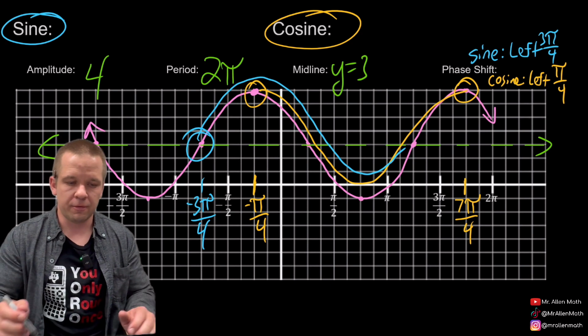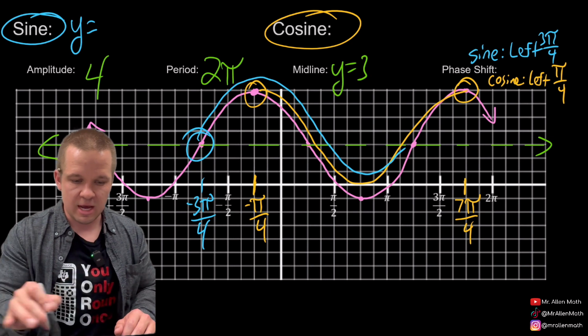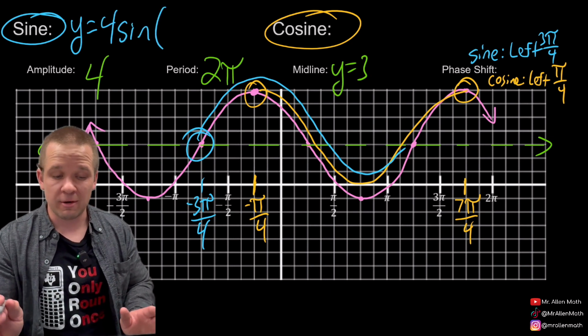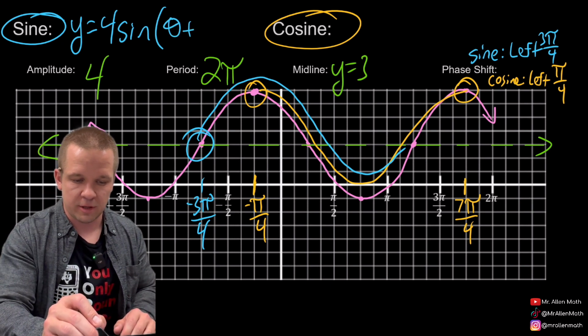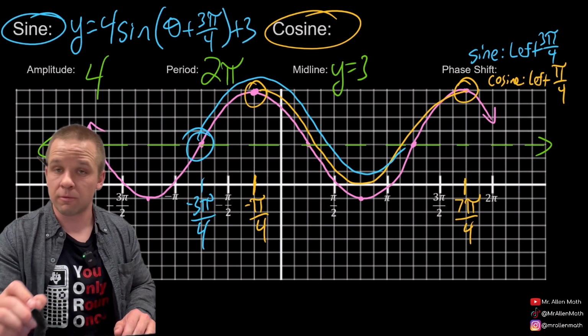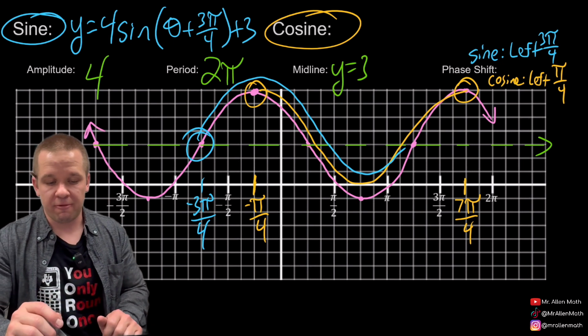Cool. Let's write them both. So my sine is y equals, it's positive. The amplitude is 4, so 4 sine. Now my multiplier, don't have one. It's a period of 2 pi. Cool. But I do have that phase shift, so plus 3 pi over 4, so we can go left 3 pi over 4, and then my midline's 3, so plus 3. You dig? I dig.